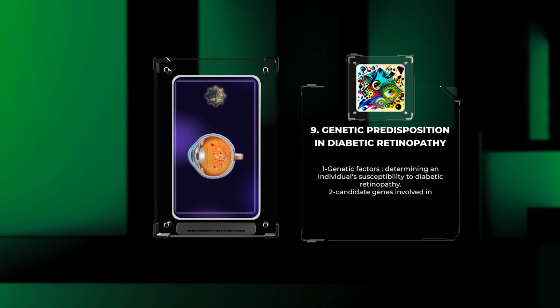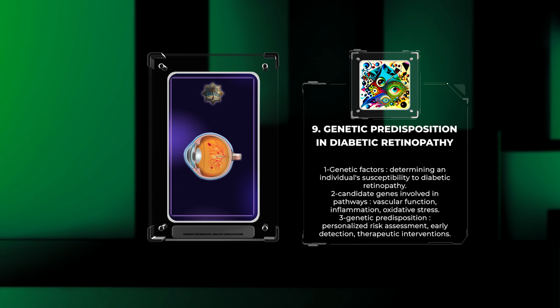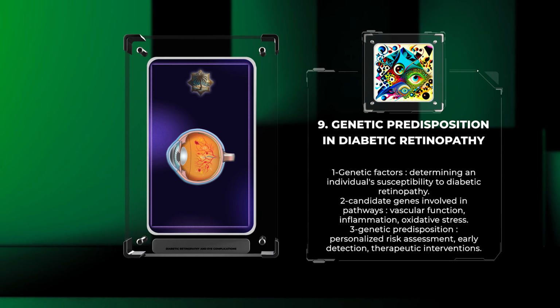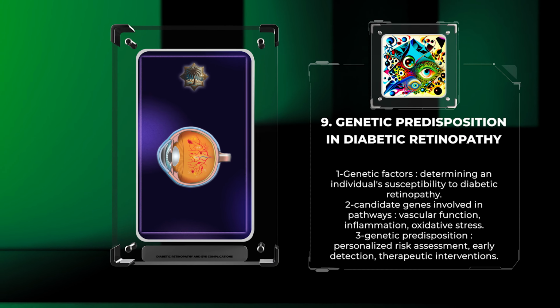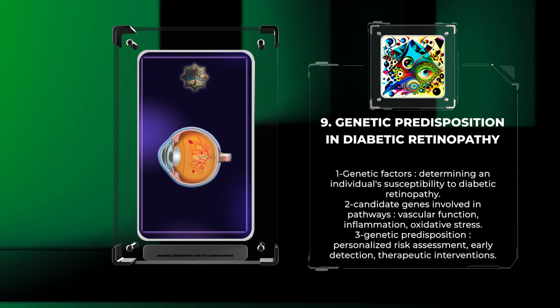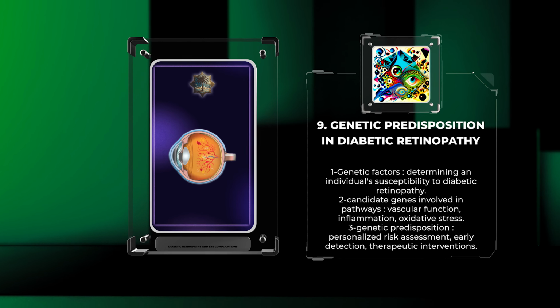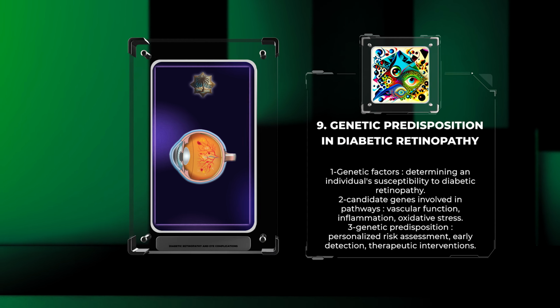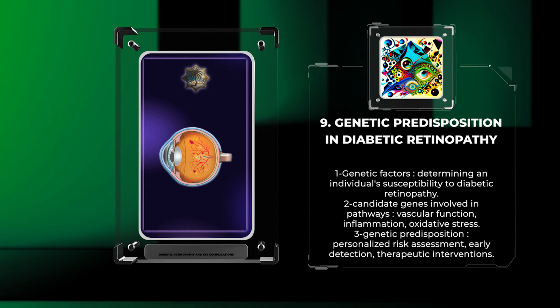Genetic factors play a significant role in determining an individual's susceptibility to diabetic retinopathy. Genome-wide association studies have identified several candidate genes involved in pathways related to vascular function, inflammation, and oxidative stress, which could influence the development and progression of the disease. Understanding the genetic predisposition to diabetic retinopathy can aid in personalized risk assessment, early detection, and targeted therapeutic interventions.